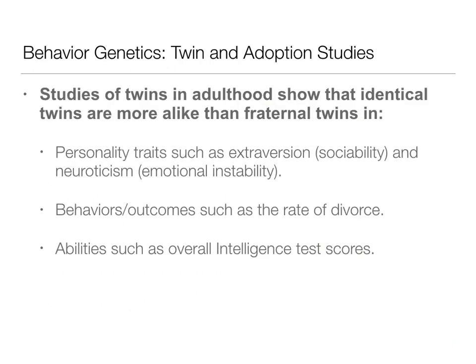So in twin studies in adulthood, identical twins, these monozygotic twins, are more alike than fraternal twins in several things. We see that in personality, in terms of extroversion and emotional instability. We see it in behaviors and outcomes, such as the rate of divorce, which you'll hear talked about some in that epigenetics video. Then also things like intelligence and other kinds of abilities as well.